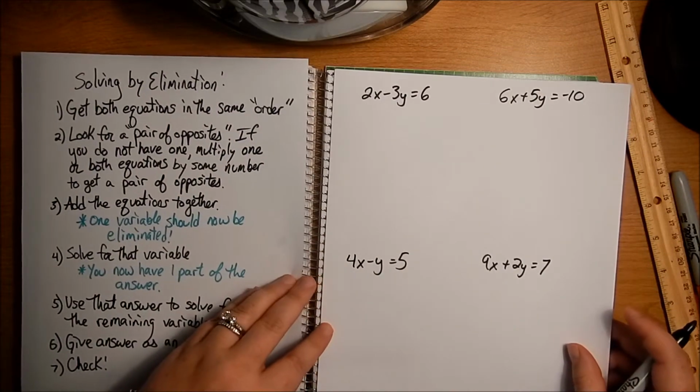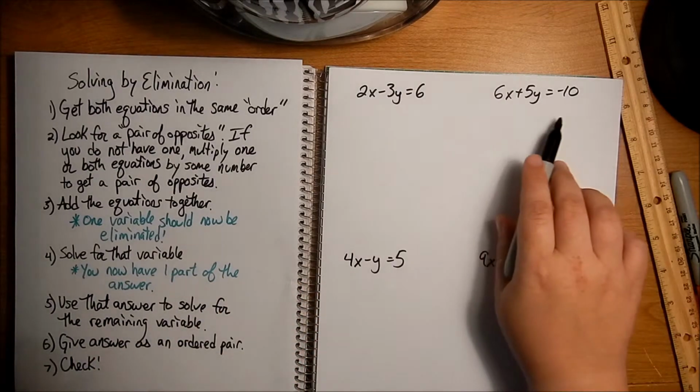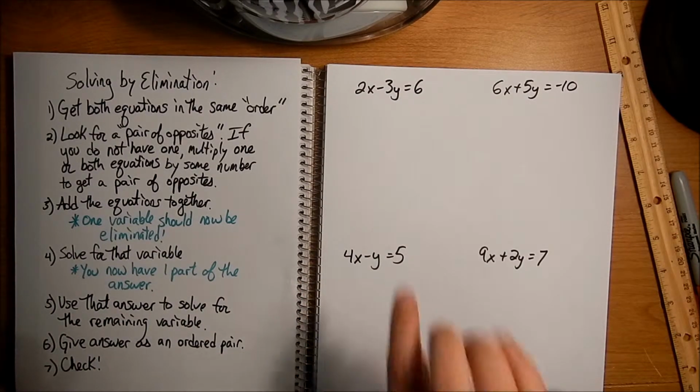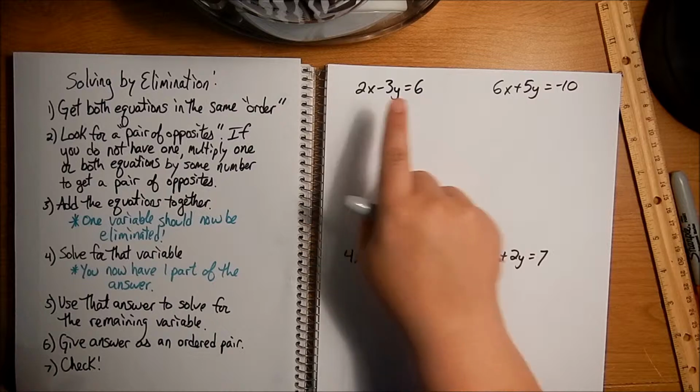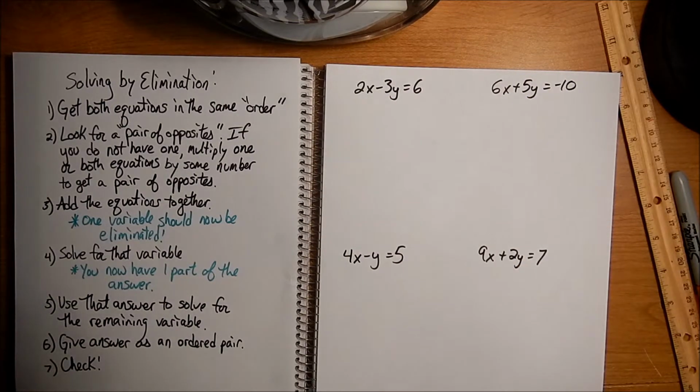Okay, I have 2x minus 3y equals 6, and 6x plus 5y equals -10. They are both in the same order. I have x and y on the left, x and y on the left. So I'm good to go after step 1. Step 2, look for a pair of opposites.